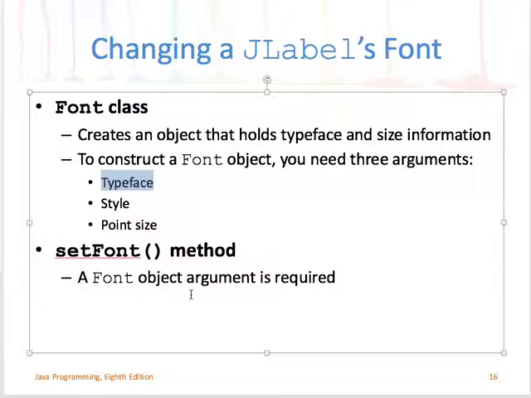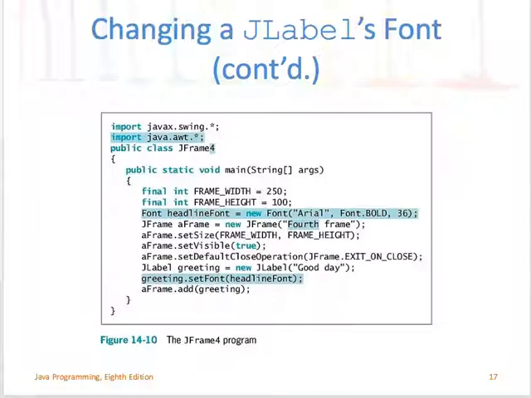Set font method. A Font object argument is required. So here, an example, we're importing these 2 libraries. We're setting up our frame width and height. Let's see here, JFrame set size, the width and height. You see where it's using aFrame? Our JFrame is our object and aFrame is the name of the object. And so with aFrame, we set size, we set visible to true, which means hey, let's see it. We say set the default close operation, exit on close. So once they click the exit button, it's gone.